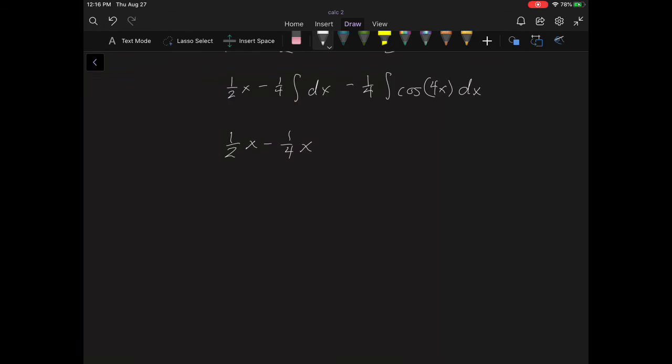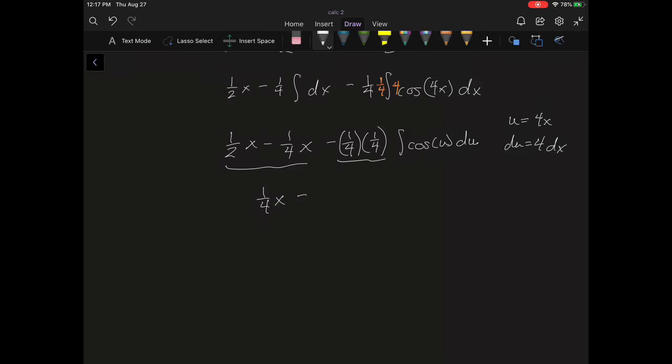And to integrate cosine of 4x, we're going to make a small u substitution. And it's going to be 4x, the argument of cosine. And du is going to be 4 dx. So we're going to have to put a 4 in there and balance it out with a 1/4. And we can just pull that 1/4 on the outside because it's a constant. So when we do that, we end up getting the integral of cosine u. And when we integrate cosine u, it's just going to be sine of u.